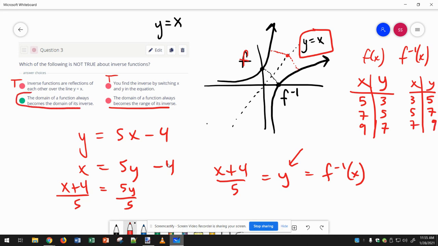This one is not true because it's just talking about domains. So we're saying the domain of f of x becomes the domain of f inverse? No. The domain of f of x, so 5, does not become the domain. It doesn't stay the same, in other words. It has to switch. So this option is definitely not true.